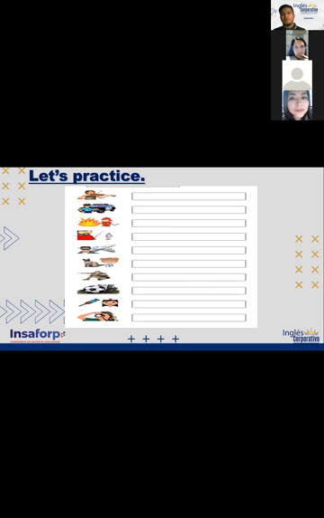Number one, she is a violinist. Violin, sorry. Number two, she is a policewoman. Number three, he's a fireman. Fireman, yes. Number four, fisherman. Very good. Number five, pilot. He's a pilot, yes.